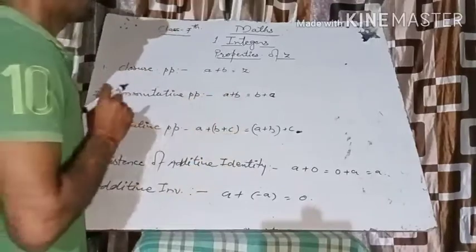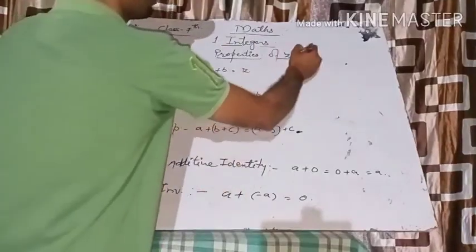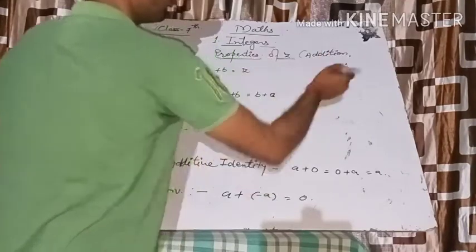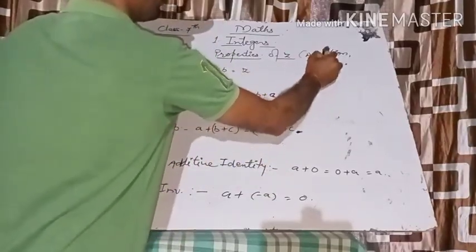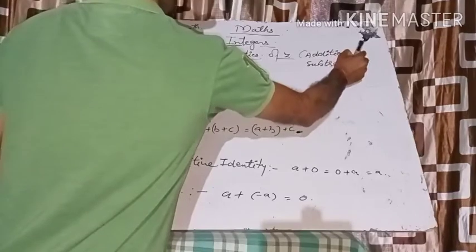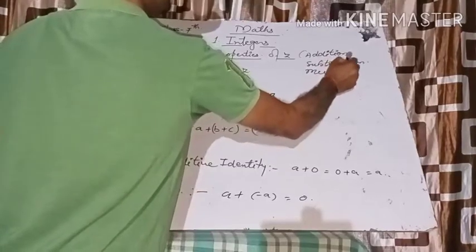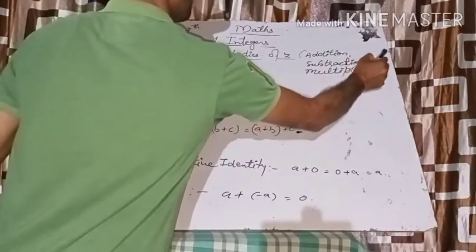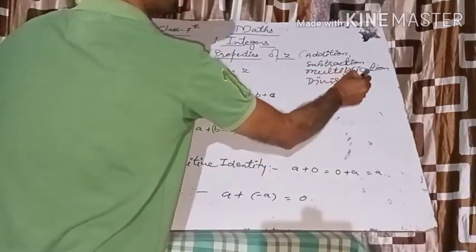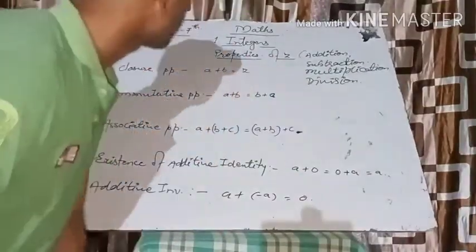But there are some changes in the properties of integers in the case of subtraction. Here we have discussed addition. Now come to the properties in the case of subtraction. Then we will discuss the properties in the case of multiplication, and in the end we will discuss the properties of integers in the case of division. Now let's discuss the properties of integers over subtraction.